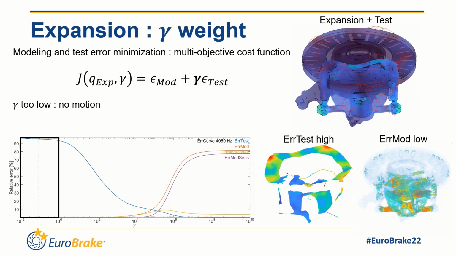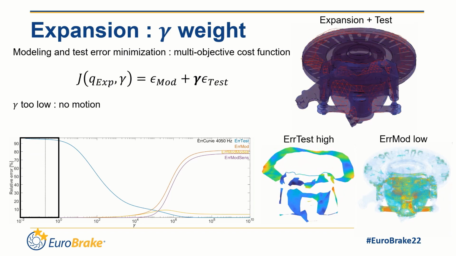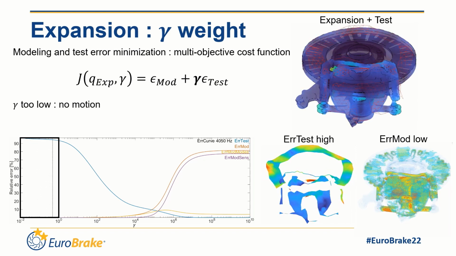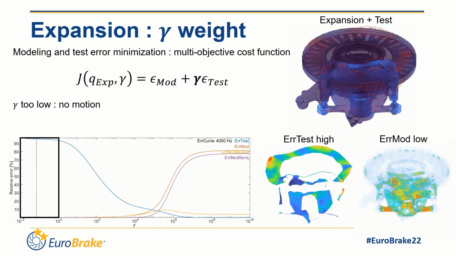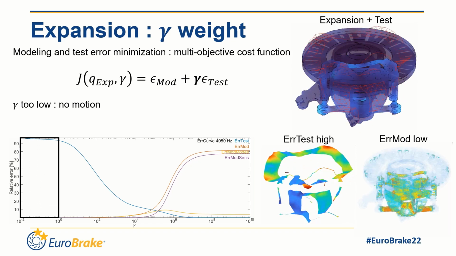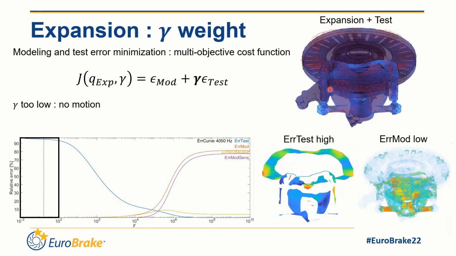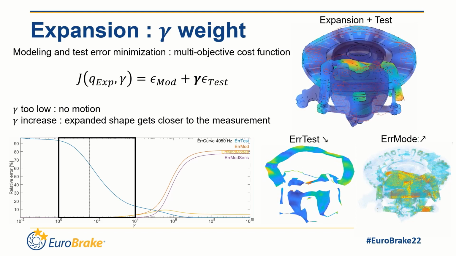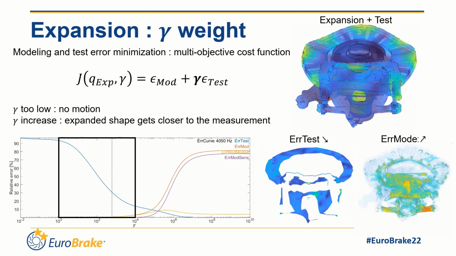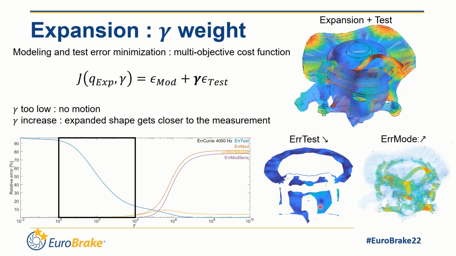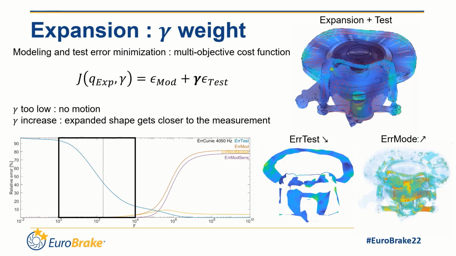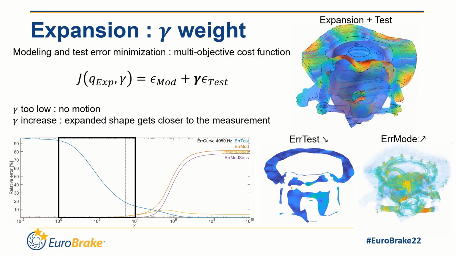For very low values of gamma, the cost function reduces to the minimization of the modeling error only, and this is easily achieved by applying practically no residual loads in the model, and the expanded shape shows almost no motion, as you can see here. When gamma increases, the expanded shape gets closer and closer to the measurement. The test error decreases up to almost only noise, and the modeling error only slightly increases.